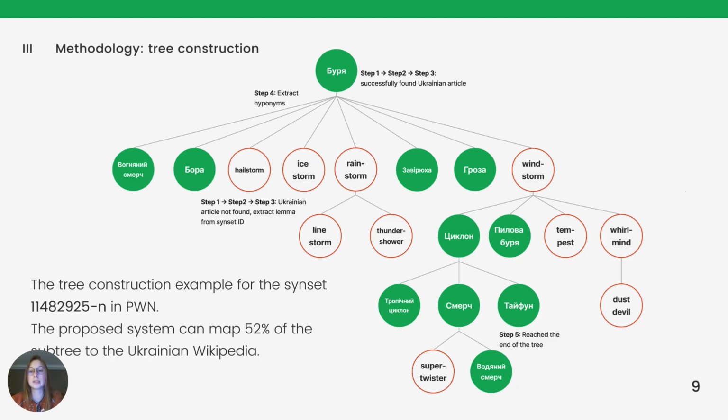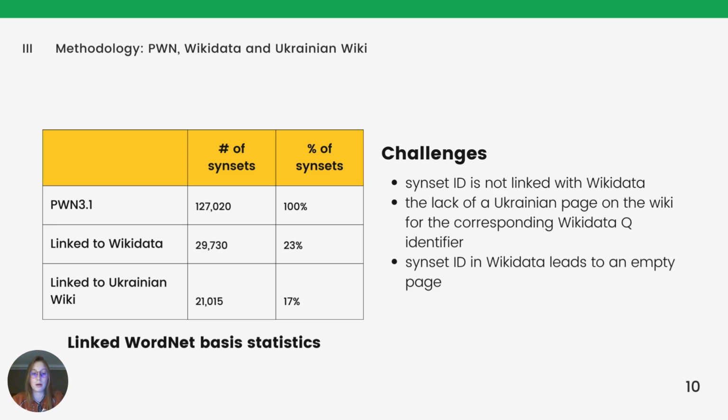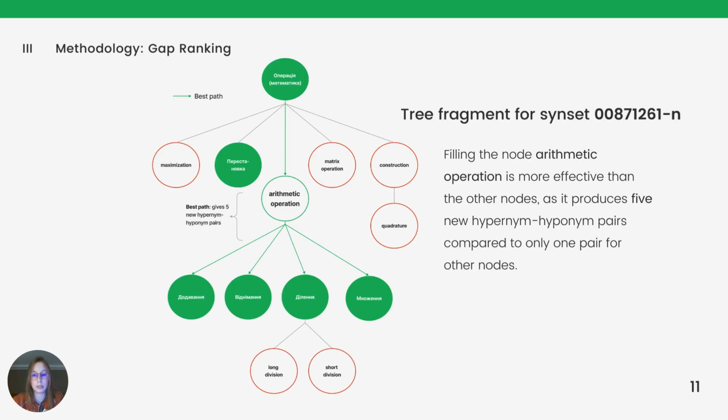This slide demonstrates the construction of a subtree for the windstorm synset using the proposed pipeline. Green indicates that the corresponding page in the Ukrainian Wikipedia was found, while red indicates that the title could not be found, resulting in a gap in the tree. Regarding the general statistics, 23% of Princeton WordNet synsets are linked to Wikidata, and 17% are connected to the Ukrainian Wikipedia.